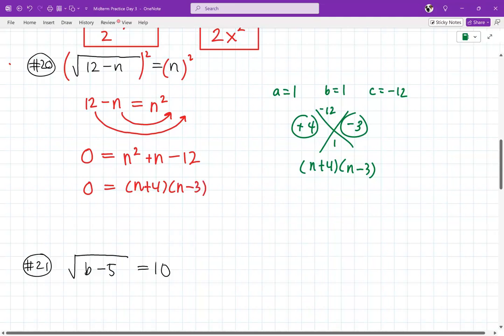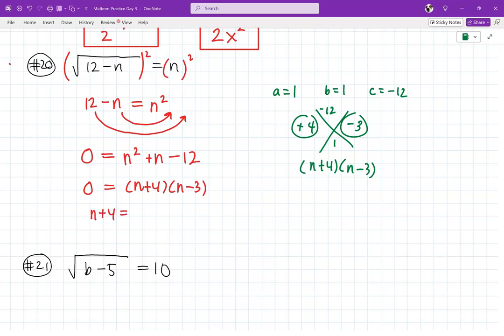N minus 3. Well, once it's factored and set equal to 0, you're supposed to write both of those factors and set them equal to 0. So n plus 4 equals 0. N minus 3 equals 0. So what are my two answers then? All right, so n is going to be negative 4 and a positive 3.